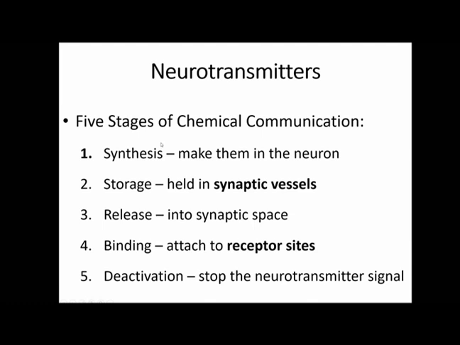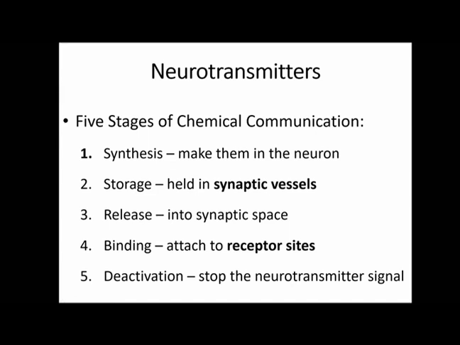So if we want to break this down into the 5 basic steps of making use of a neurotransmitter, or what they've called the 5 stages of chemical communication, these are pretty logical, but we'll walk through each of them and then show a visual that goes with them. In order to make use of neurotransmitters, you have to actually make neurotransmitters. So our presynaptic neuron, the neuron in front of the gap, has to make those neurotransmitters. It's going to synthesize those neurotransmitters.